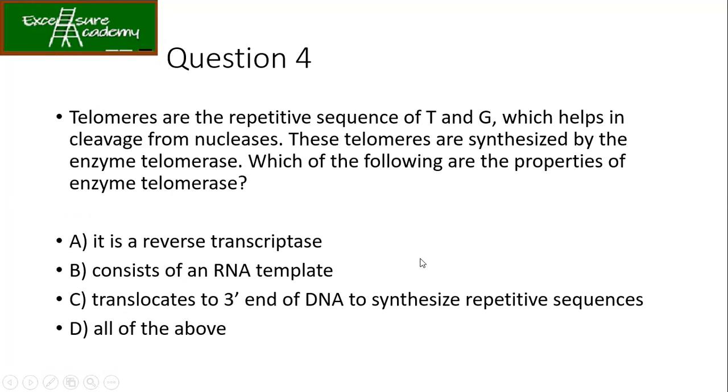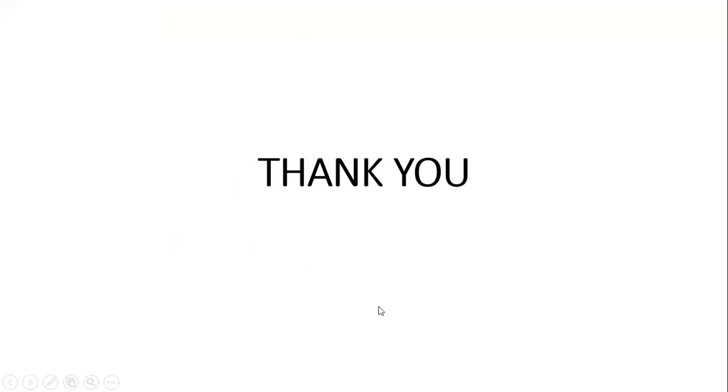Okay, I think this is the last question. Telomeres are the repetitive sequences of T and G, which help in protection from nucleases. These telomeres are synthesized by the enzyme telomerase. Which of the following are the properties of the enzyme telomerase? D. Okay, one person said D. What about the others? E, ma'am. All of the above. So it is a reverse transcriptase. Yes, it consists of an RNA template. Yes, it translocates the 3' end of the DNA to synthesize the repetitive sequence. Yes, correct. So the answer is all of the above. Good. Okay.